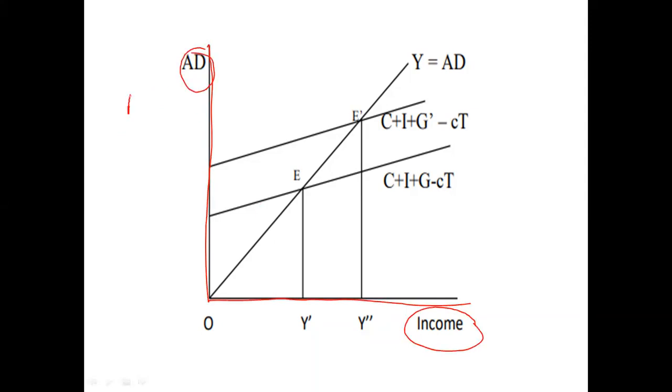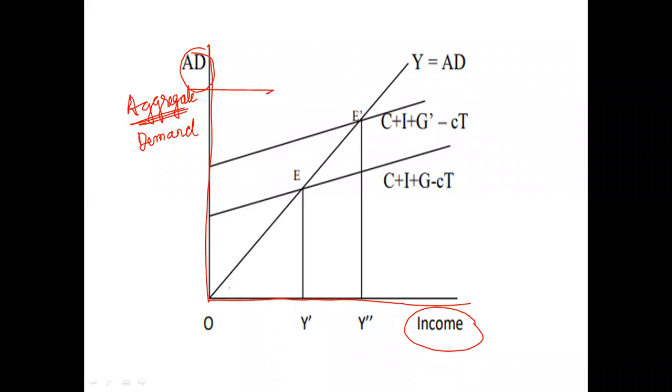AD means aggregate demand. What is the meaning of aggregate? Can anybody tell me? Aggregate. Good, Rakshita. Total. Sum. Kirti, yes, correct. So aggregate means total. Aggregate demand increases.